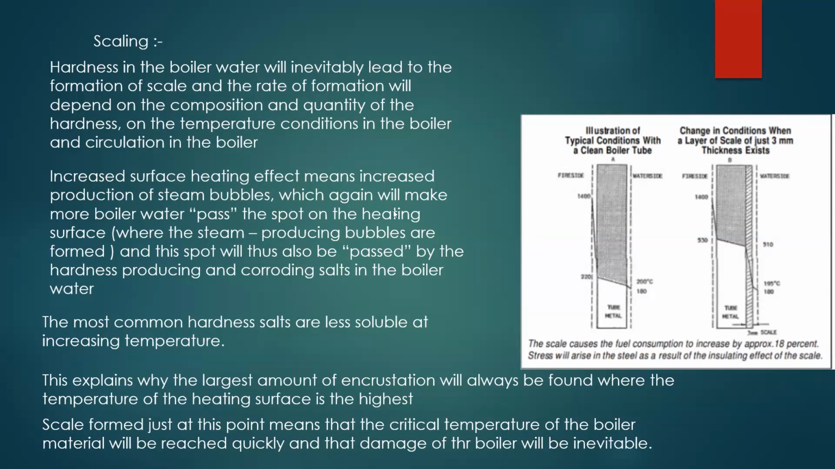pass the spot on the heating surface where the steam-producing bubbles are formed, and this spot will also be passed by the hardness-producing and corroding salts in the boiler water. Most of the common hardness salts are less soluble with increasing temperature. This explains why the largest amount of encrustation will always be found where the temperature of the heating surface is highest.